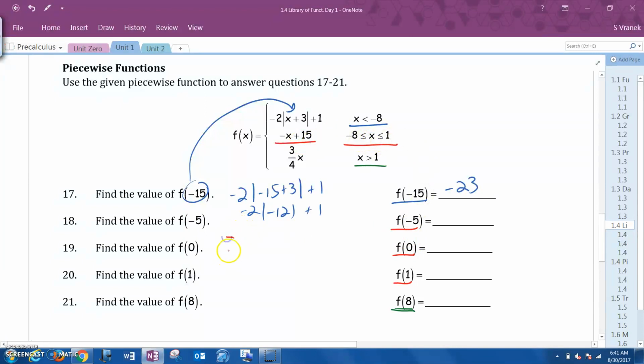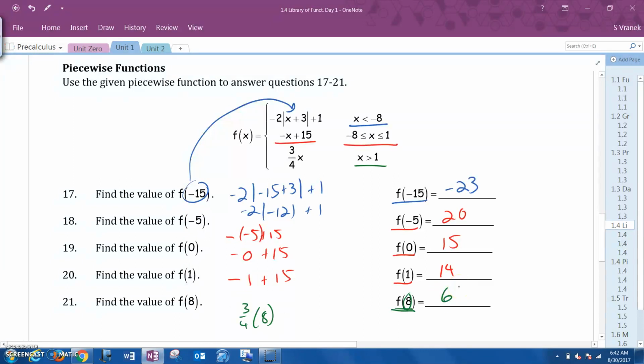So this is negative 5 plus 15, which would be 5 plus 15 or 20. A 0, negative 0 plus 15 is 15. A negative 1 plus 15 is 14. Now I look at the last one. I have 8 I'm putting in, so I have 3/4 times 8. So 8 divided by 4 is 2 times 3 is 6.